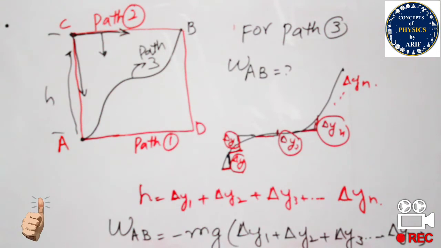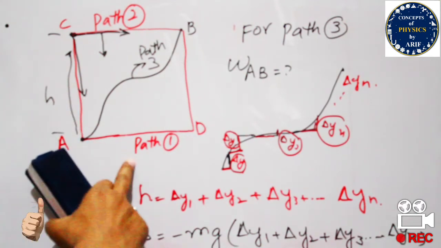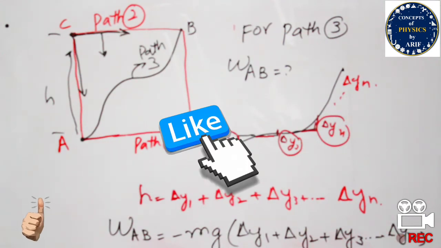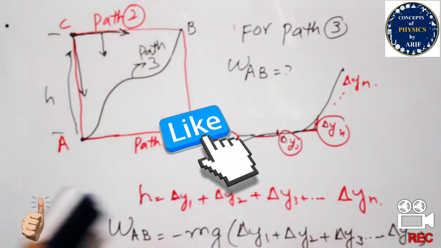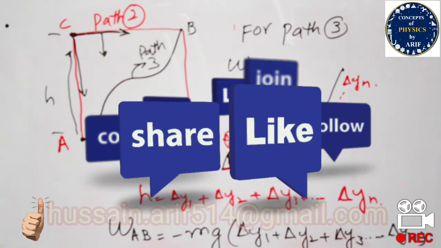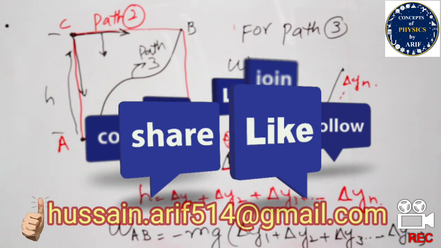We can conclude that the work done inside the gravitational field is independent of path. No matter which path we choose, we will get the same result. So in conclusion, we can say that in a field in which the work done is independent of the path followed, the work done in a closed path is zero. This is known as a gravitational field, in which the work done is independent of the path followed, no matter which path you choose, and we will get the same result.